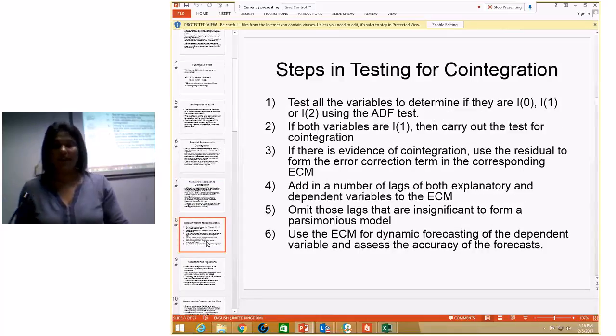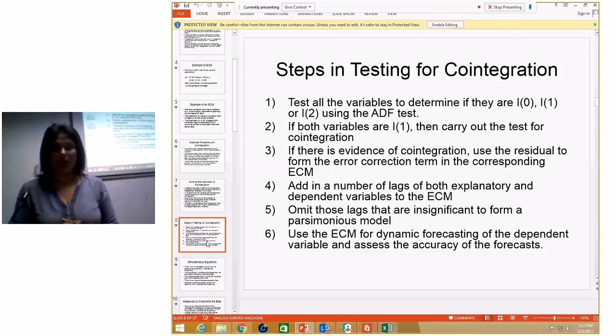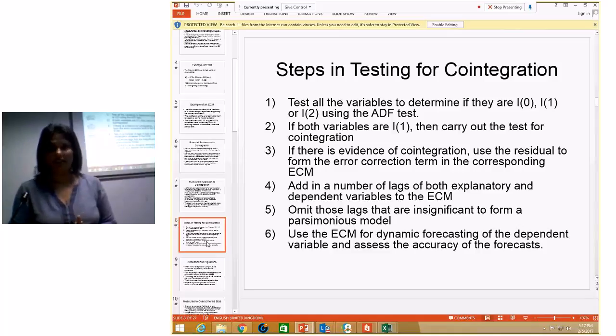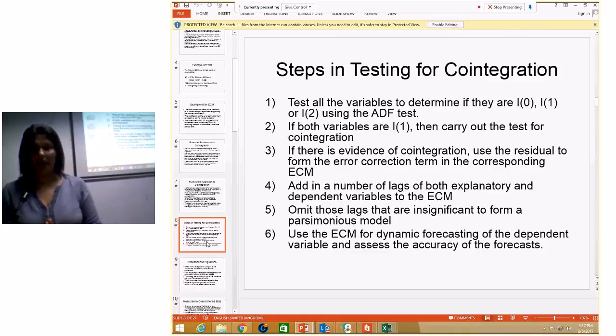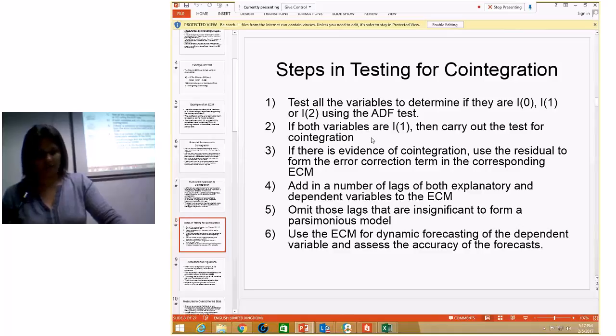Now, those are the steps in testing cointegration. First, we test all the variables to determine if they are integrated in the same order. I(0) means integrated of levels. I(1) means integrated in order 1. I(2) means integrated in order 2, using the augmented Dickey-Fuller test. If both variables are integrated in the same order, then we carry out the cointegration.